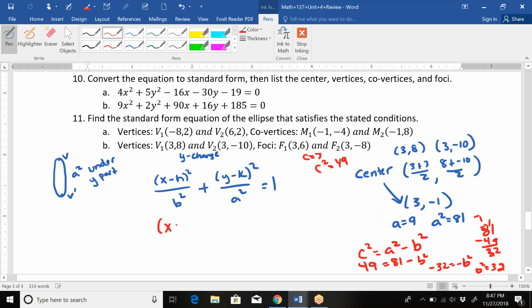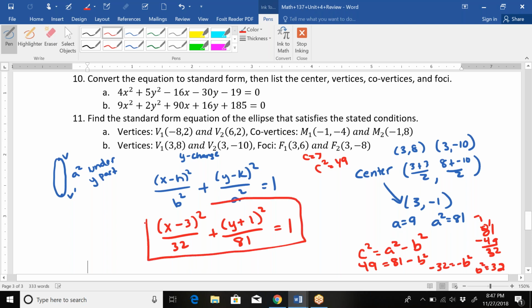So this is (x minus 3) squared over the b squared, which is 32, plus (y minus the y value of the center, which is positive 1 now because we're going to minus it) over the a squared, which was 81, equals 1. And there we go. So hopefully this helps you guys, and I will see you tomorrow.